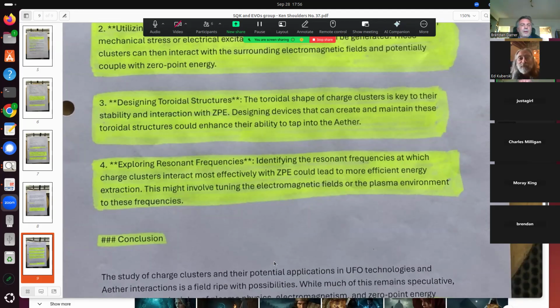Moray, thank you for being here. And so, lots of references to you. What do you think about these definitions here?